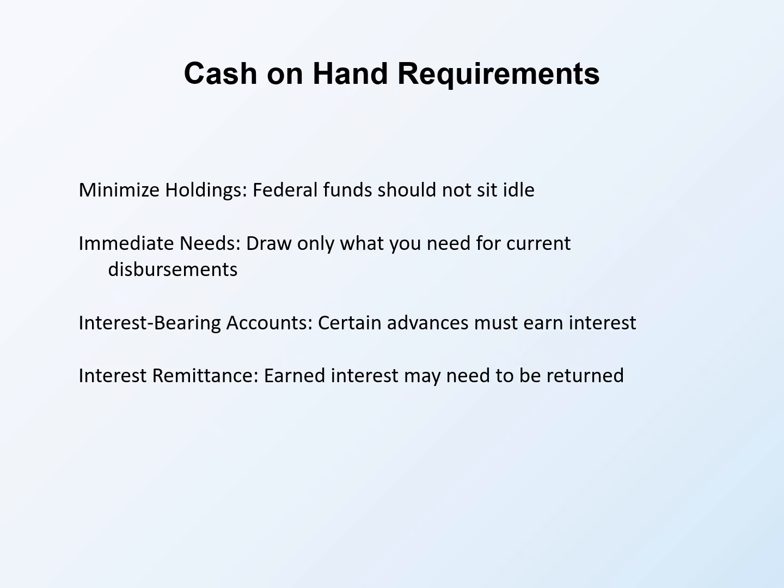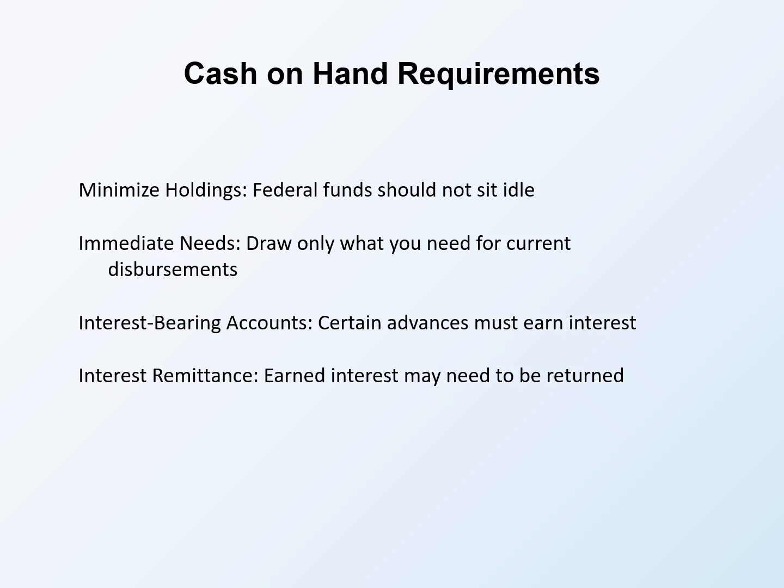Cash on hand requirements limit how much federal money you can hold and for how long. These requirements prevent grant funds from sitting idle. Minimize holdings is the basic principle. Federal funds should be drawn down and disbursed, not accumulated in your accounts. Large cash balances suggest you are drawing funds faster than needed or not spending as planned. Monitor your cash on hand and reduce it when excessive.